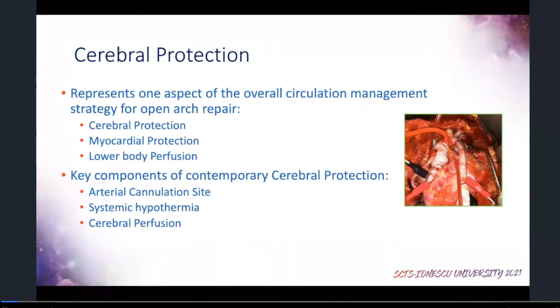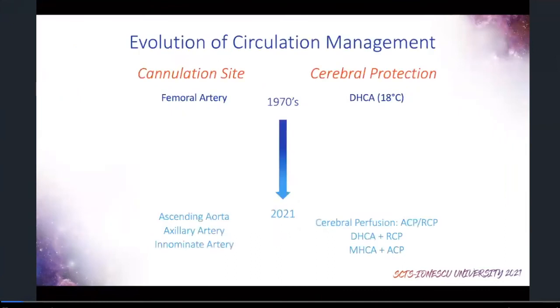The key components of a contemporary cerebral protection strategy include the arterial cannulation site, the degree of systemic hypothermia employed, and adjunctive cerebral perfusion techniques. In the 1970s, the primary cannulation site was the femoral artery, and isolated deep hypothermia at 18 degrees Celsius was a primary mode of brain protection during arch reconstruction.